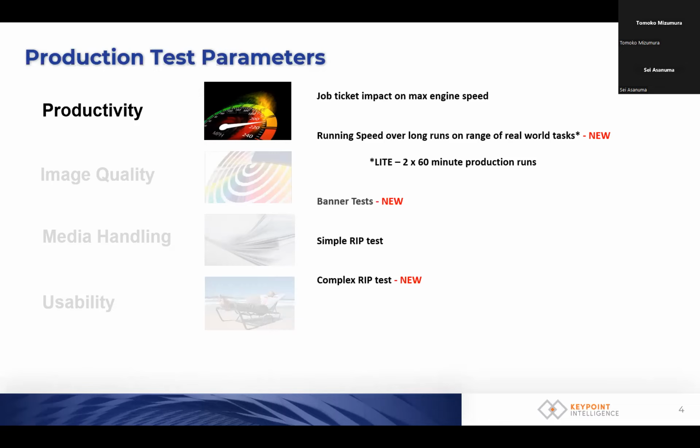And also we have the banner test, banner paper. For banner paper, we tested 2 types. One is 1200 millimeter, and another one is 650 millimeter. And beyond that, we also do 2 types of rip test, simple RIPs versus complex RIP test.